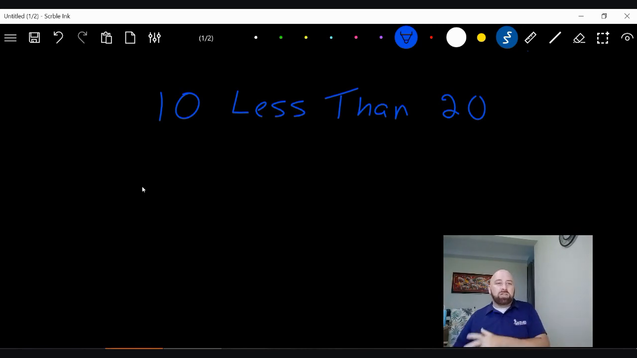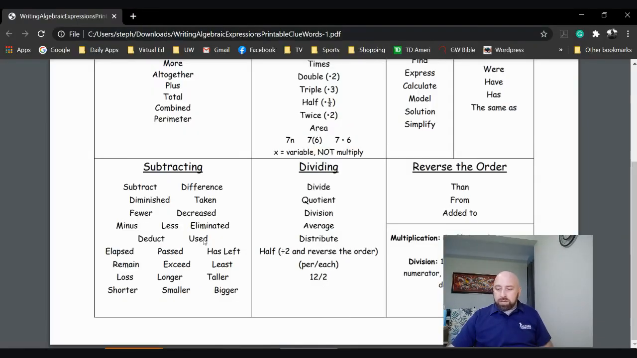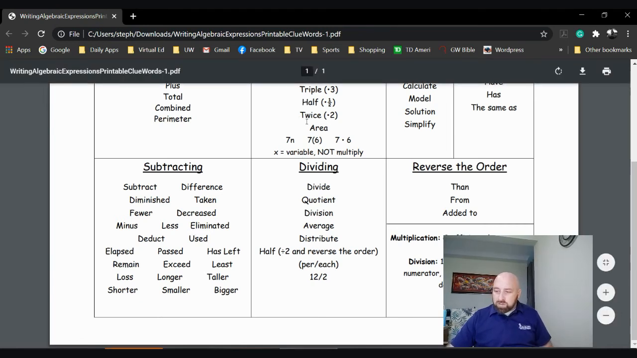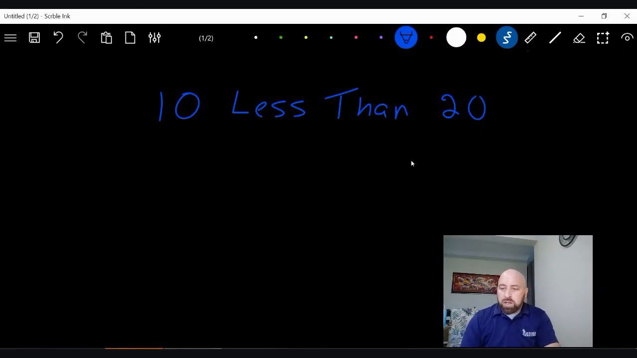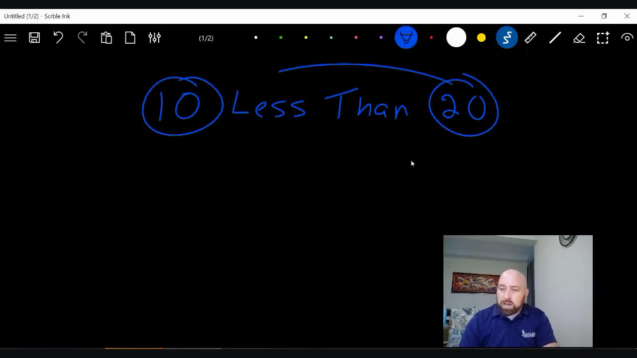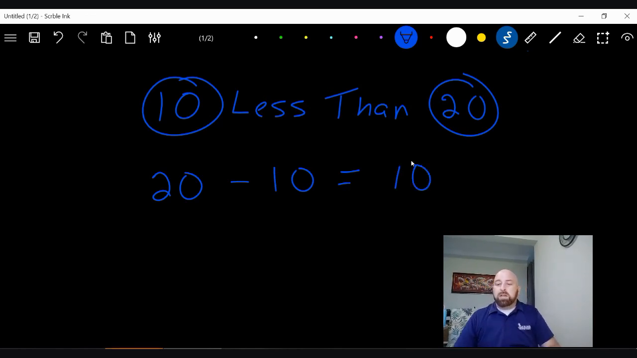10 less than 20. Well, if you go back to this, it says when you see the word than, you have to do reverse order. What does reverse order mean? Well, here's what it means. You have to take the 10 and the 20, and you have to switch them. So watch this. 20 less than, that's minus, 10 equals, what's 20 minus 10? 10.